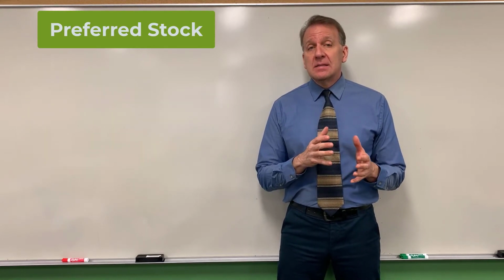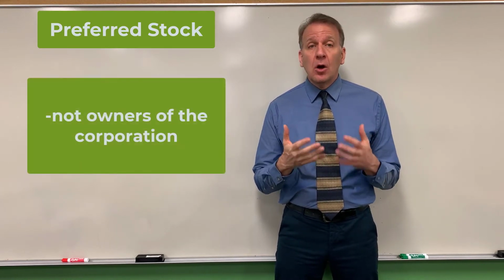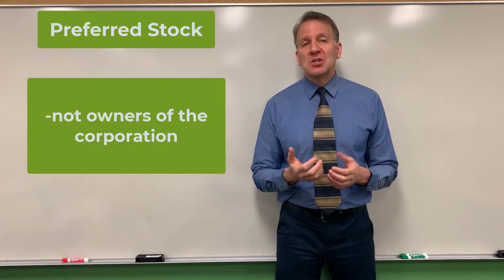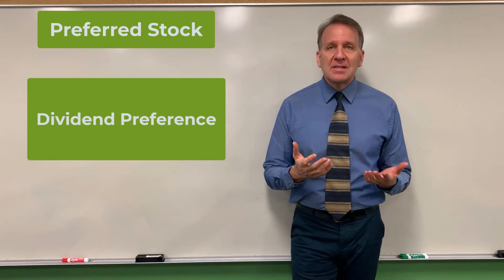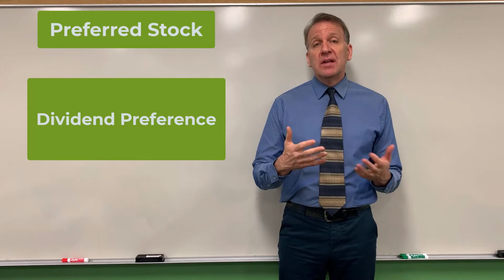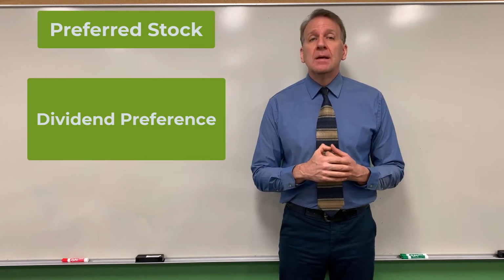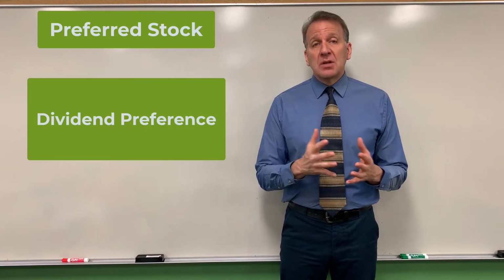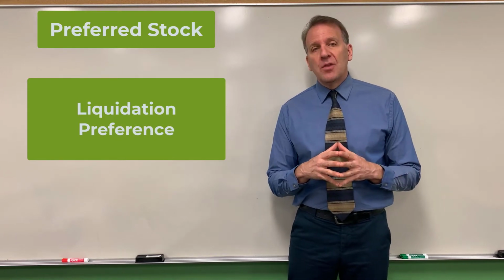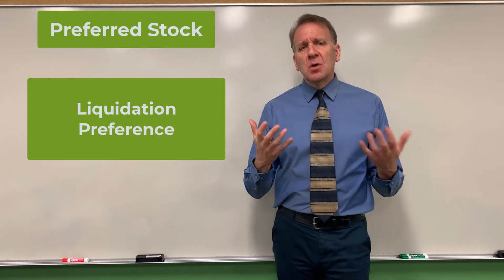Preferred stock is not ownership for these individuals or businesses that own the stock, but they do have some preference over common shareholders. The most common preference or special right that they might have is the preference over dividends, meaning they'll get their dividends paid first, and there are some special rules associated with dividends that we'll go over. Also, they will have special treatment in the case of liquidation. They'll get paid their money before the common shareholders get paid their money. There are more differences between the two, but those are the most common.